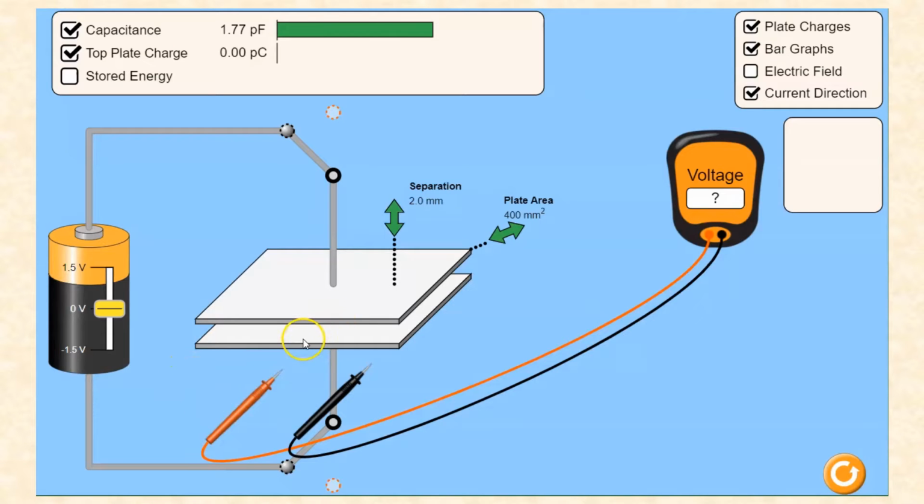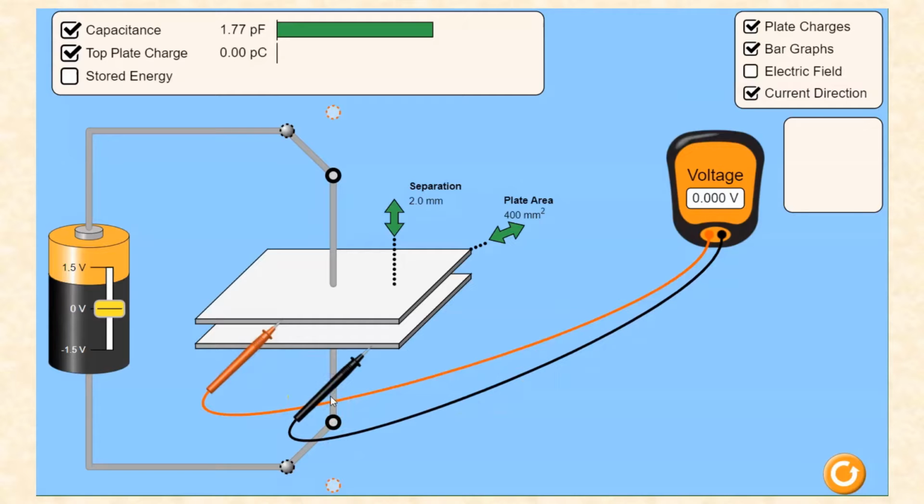In this simulation of the parallel plate capacitor, notice that we're starting with the capacitor in its uncharged state. Notice the battery voltage is 0. First thing we'll do is connect the leads of our voltmeter to the bottom and top plate of the capacitor, so that as the battery voltage increases, we can see what the voltage is on each plate. We're going to gradually increase the battery voltage up to its maximum value of 1.5 volts.